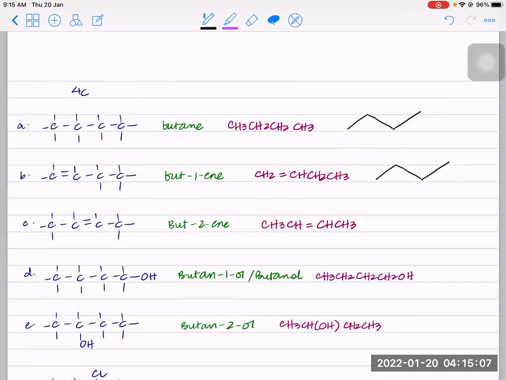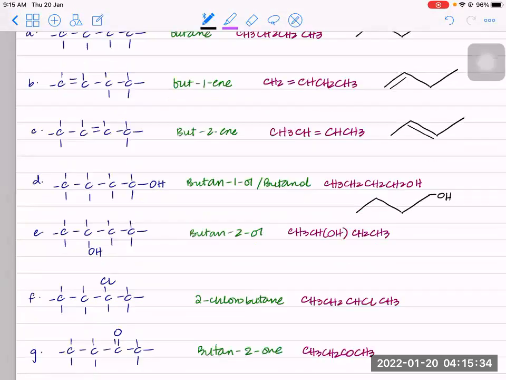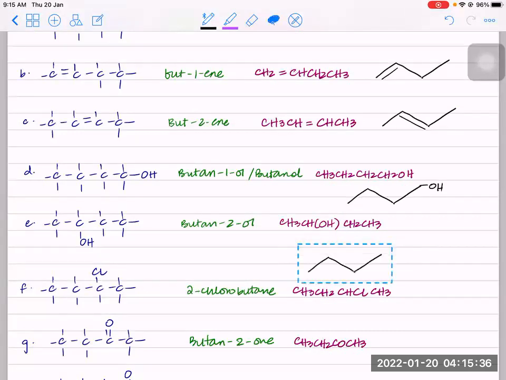So this would be four carbons right here, and over here we have a double bond, so you put a double bond over here. Then we have four carbons, so you make this like this, and there's a double bond right here. Then we have four carbons over here. And then over here we have an OH. So you show it like this. This has four carbons. And then over here we have an OH.